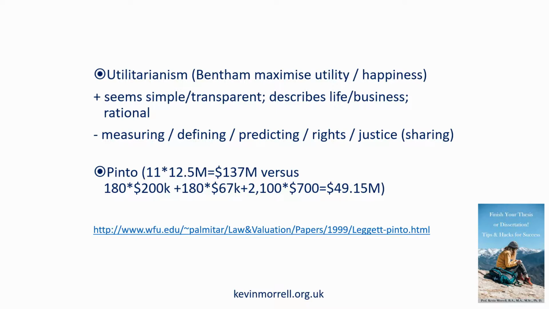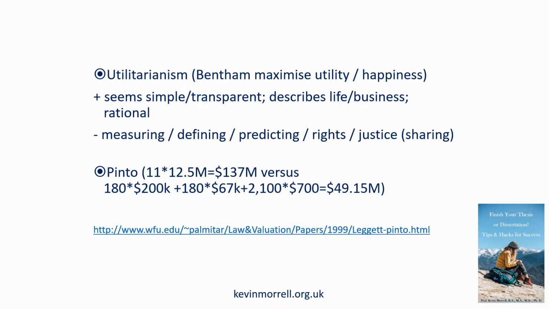The advantages: it seems quite simple and transparent because you're only looking at one thing. It does seem to describe some aspects of life and business, in the sense that we make trade-offs and choices between options based on which we think will be the best. And it has this appearance of rationality. The downsides are quite well known, and most of them center around the problems of measuring or defining utility. It's also difficult to predict whether a choice will lead to the greatest benefit.